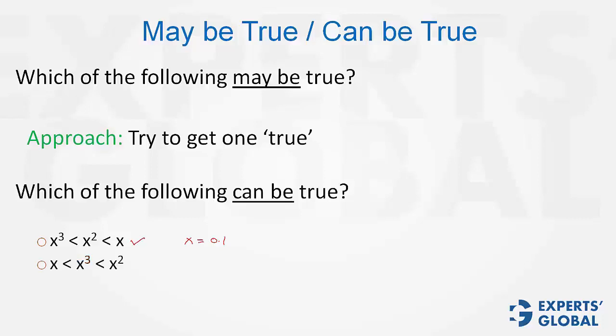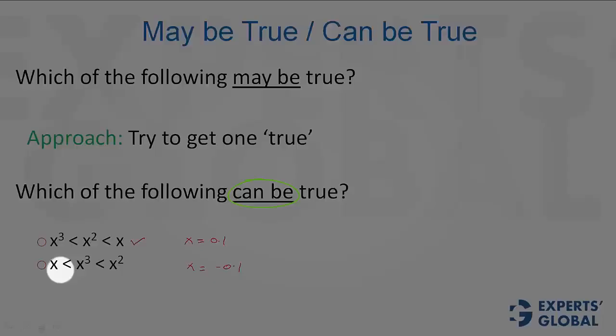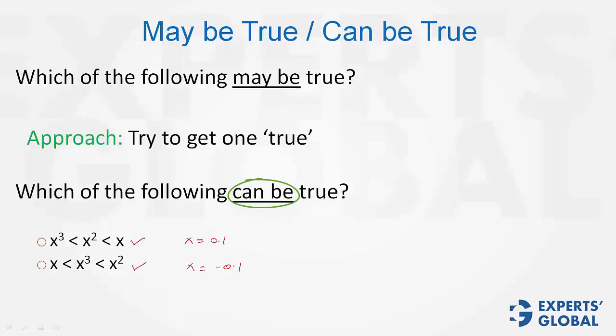Look at this. Again, there will be a lot of cases when this condition would not be met. They are not important. We should try to get just one case where this condition can be met. And imagine, for a small negative value, such as say negative 0.1, x would be most negative, x cubed would be lesser negative, and x squared will be positive. So this is also possible. Let's take one more example.